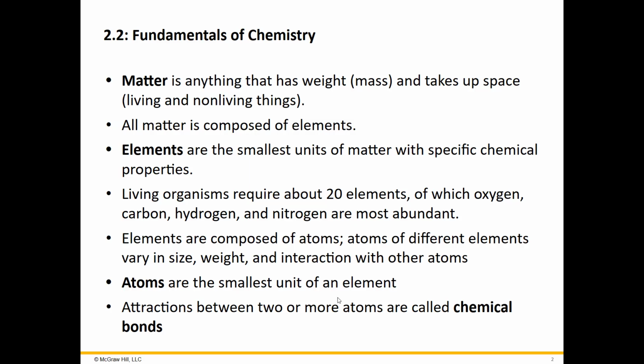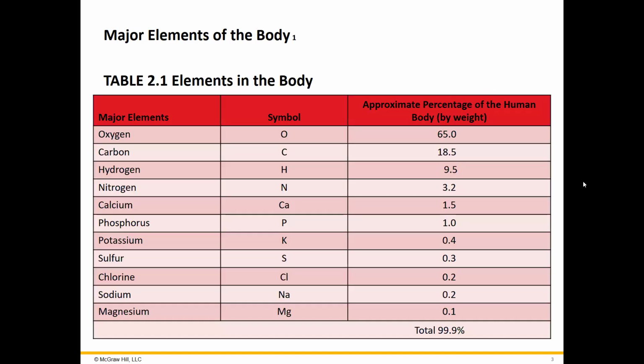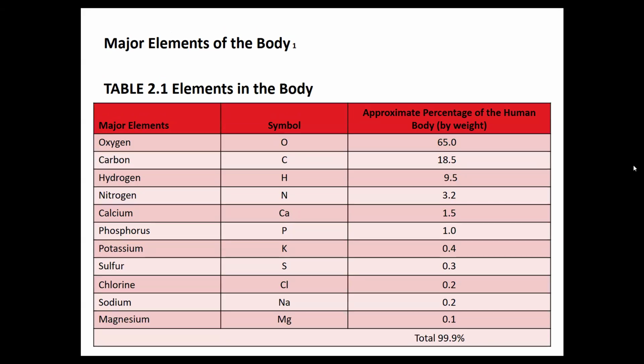Attractions between two or more atoms form bonds, and we'll talk about that more later. You don't need to know all of this in gross detail, like I mentioned before. What I do want you to be able to do here is just recognize these. These are the major elements of the body: oxygen, carbon, hydrogen, nitrogen, which really is what composes us. Things like calcium, phosphorus, potassium, sulfur, chlorine, sodium, and magnesium compose our muscles, our nerves, our bones, stuff like that.